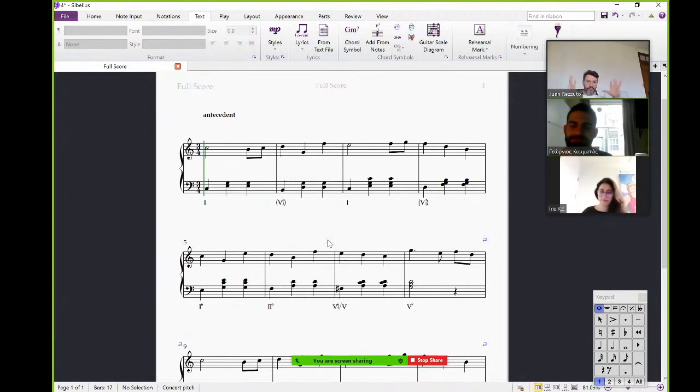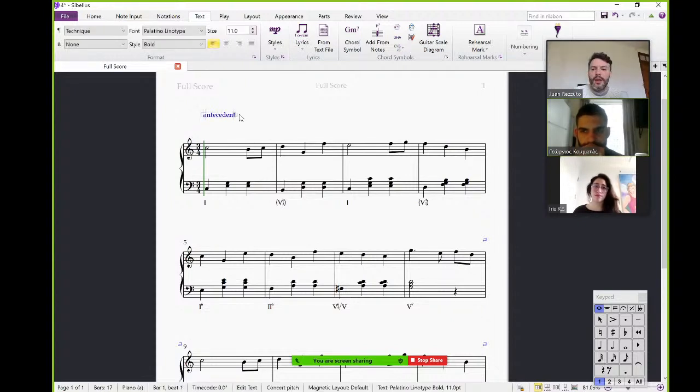Okay, so now we have a frame. Now that you have the frame, I will just help you by writing the sentence there. I just write what I'm basically saying. Okay, Iris, we are in your hands.